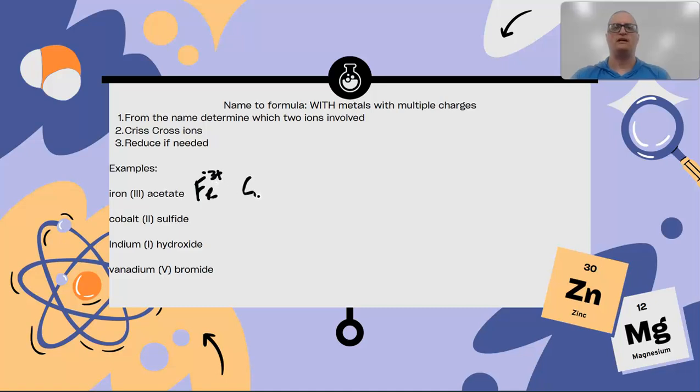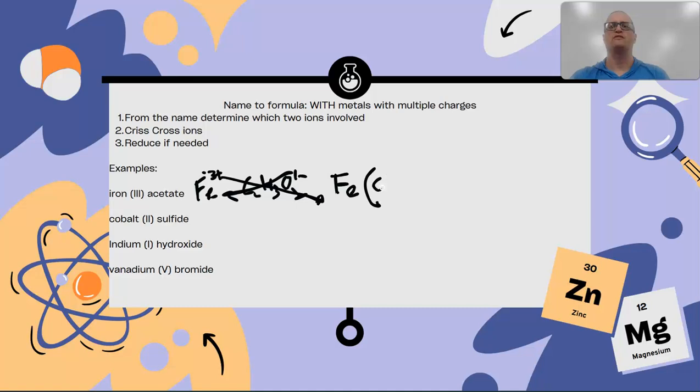Acetate is a polyatomic, C2H3O2, with its 1-. So the 1 comes down here, the 3 comes down here. Now you might say, well, it's got all these other numbers over there, so what's that going to be? Well, Fe, add only 1, and because we have a polyatomic, we need to put it in parentheses.